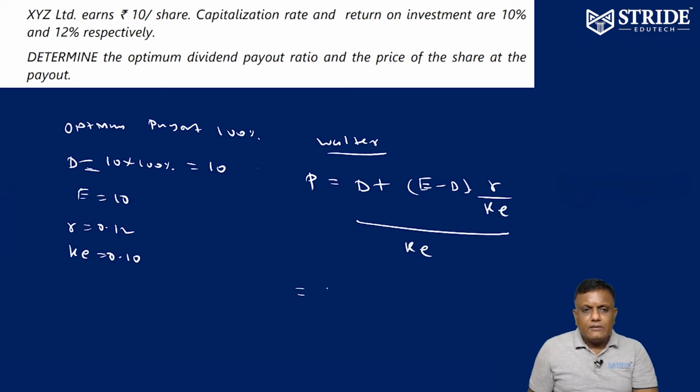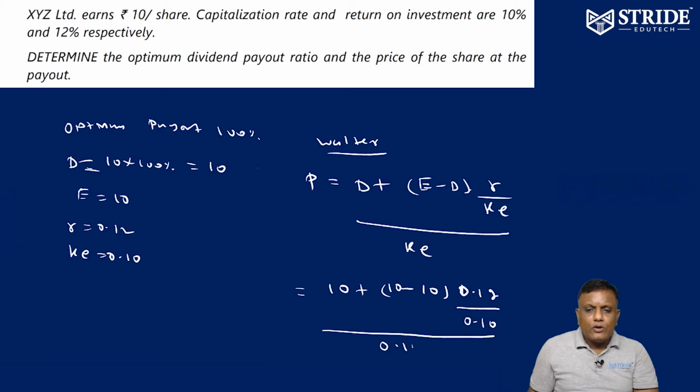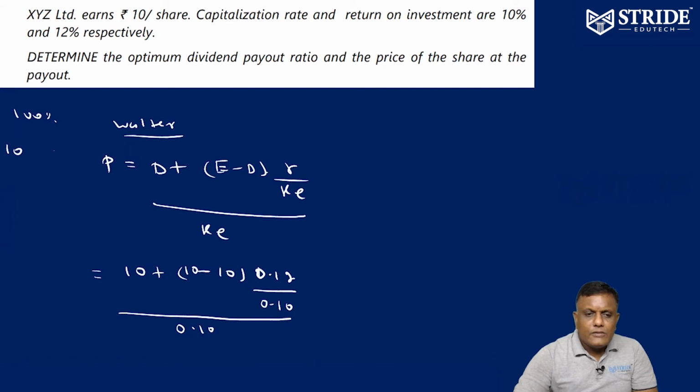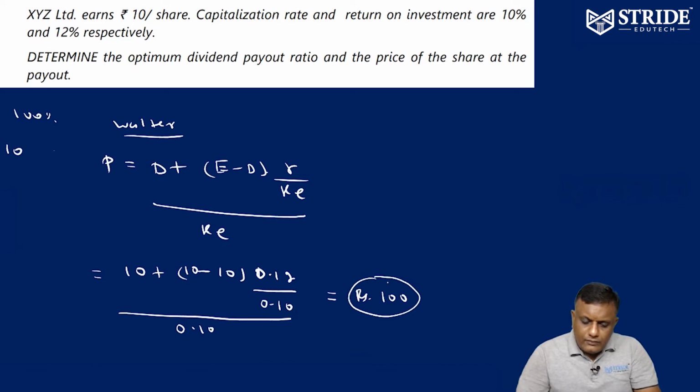Dividend is 100% paid out: earnings per share 10, dividend paid 10. R is 0.12, KE is 0.10. So you will be getting the market price of the share as rupees 100 for the 100% payout. That's it.